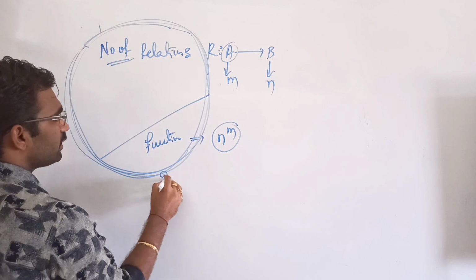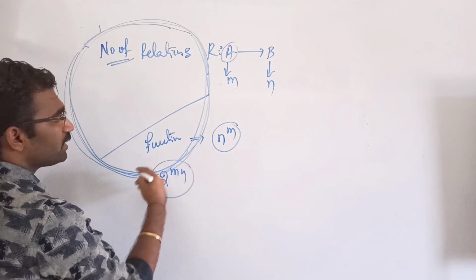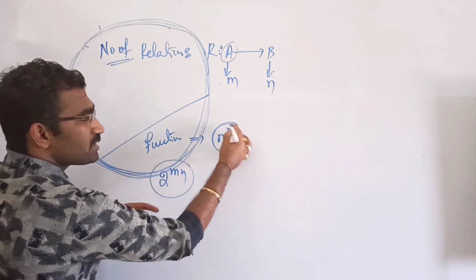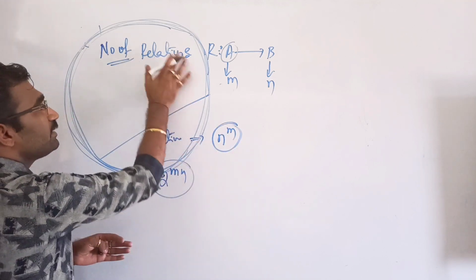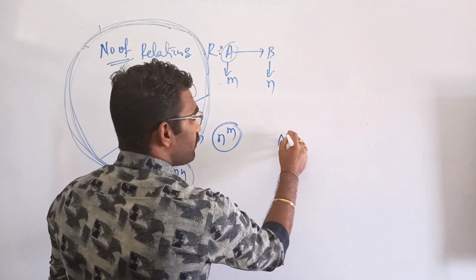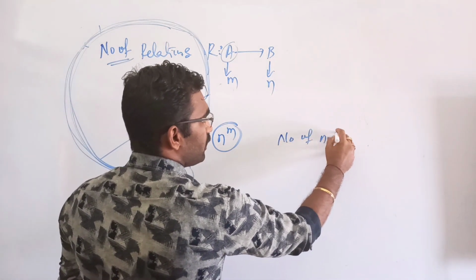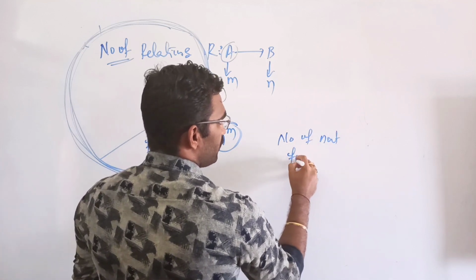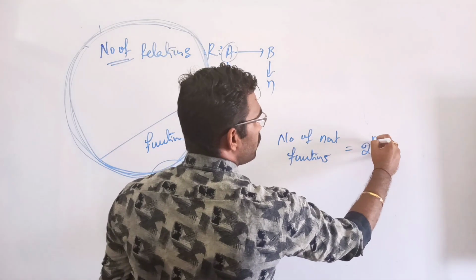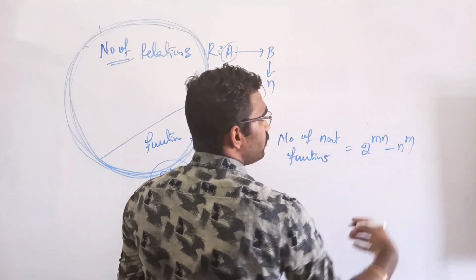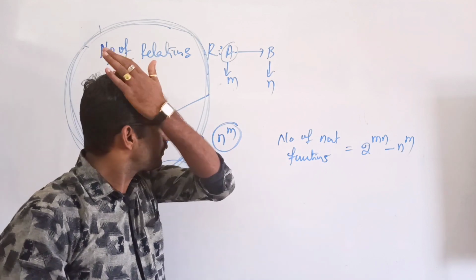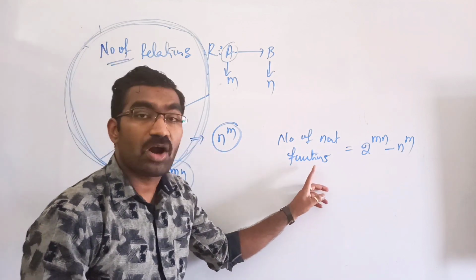So here 2 raised to MN is the total number of relations. In this total, N raised to M have become functions. Then how many are remaining? These many are remaining, which are relations but not functions. That is the number of non-functions, which equals 2 raised to MN minus N raised to M. So this is the formula to find the number of relations which are not functions.